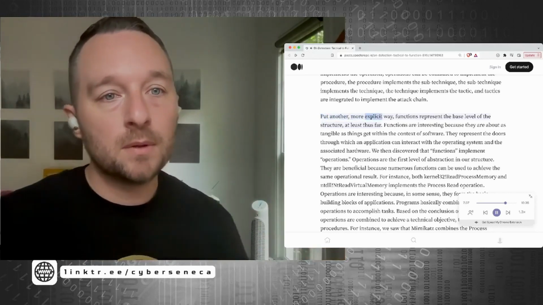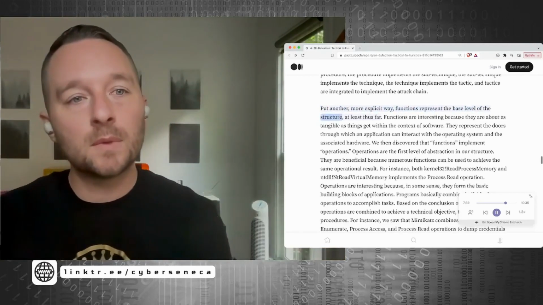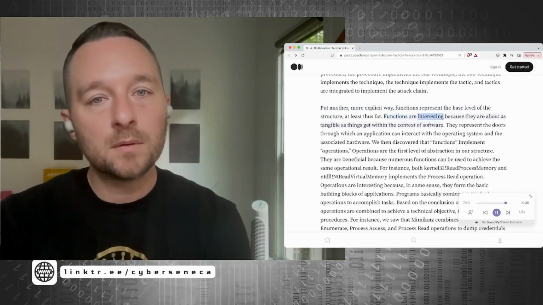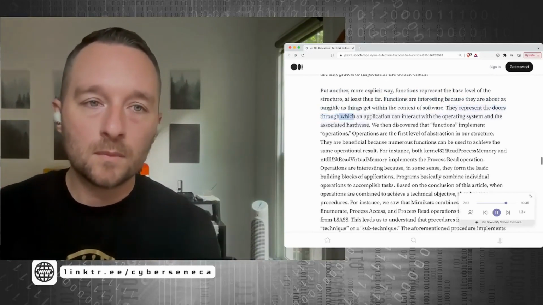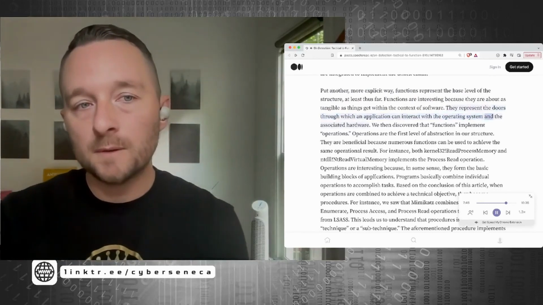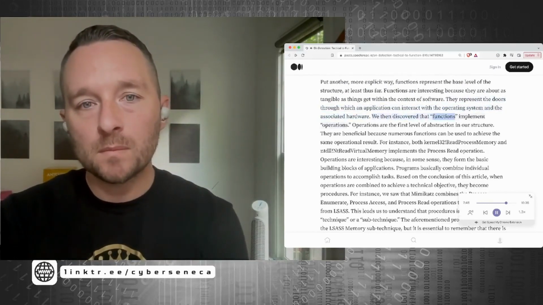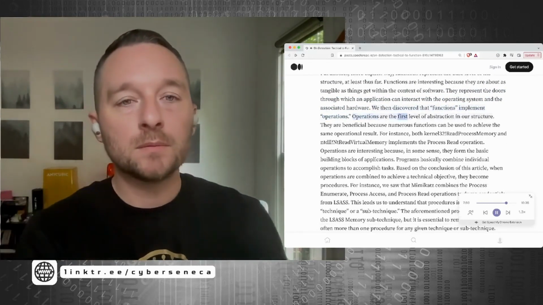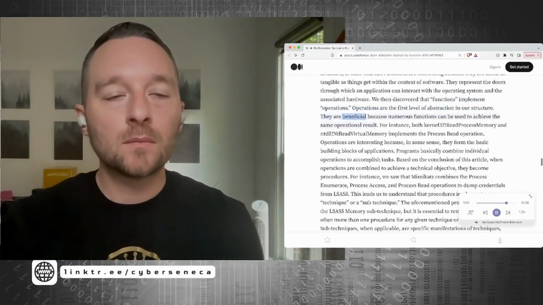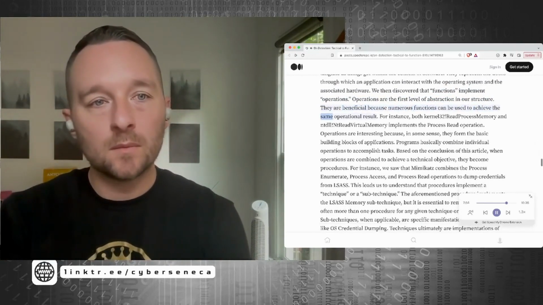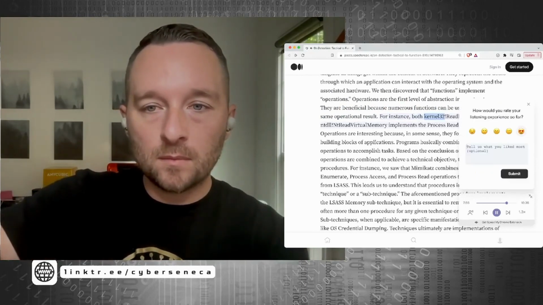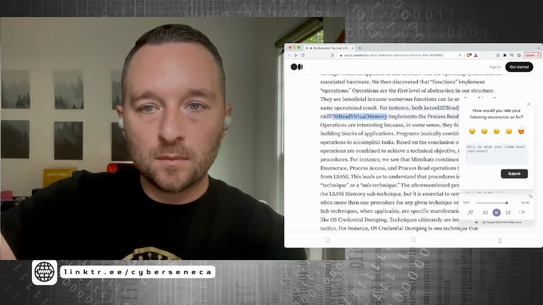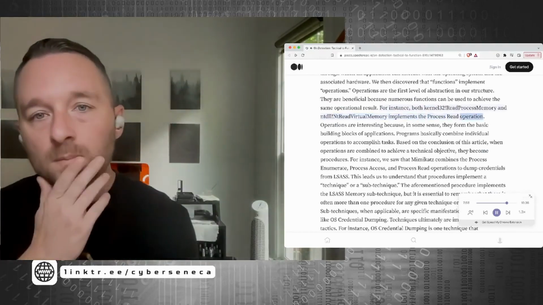Put another, more explicit way, functions represent the base level of the structure, at least thus far. Functions are interesting because they are about as tangible as things get within the context of software. They represent the doors through which an application can interact with the operating system and the associated hardware. We then discovered that functions implement operations. Operations are the first level of abstraction in our structure. They are beneficial because numerous functions can be used to achieve the same operational result. For instance, both Kernel32 ReadProcessMemory and NTDLL NtReadVirtualMemory implement the process read operation.